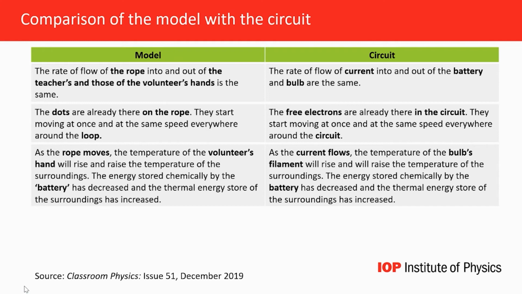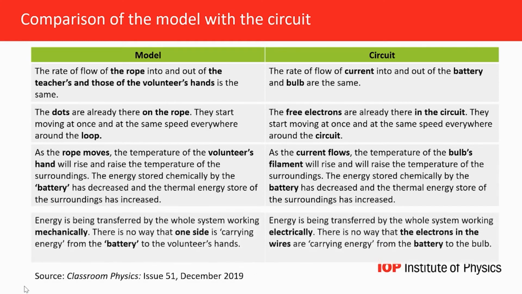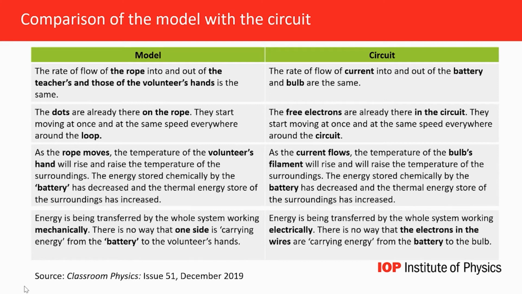And a final comparison is that with the model, energy is being transferred by the whole system working mechanically. There is no way that one side is carrying energy from the battery to the volunteer's hands. Likewise, for the circuit, energy is being transferred by the whole system working electrically. There is no way that the electrons in the wires are carrying energy from the battery to the bulb. So the rope loop model is a very useful model, but like all models, it does have its limitations.